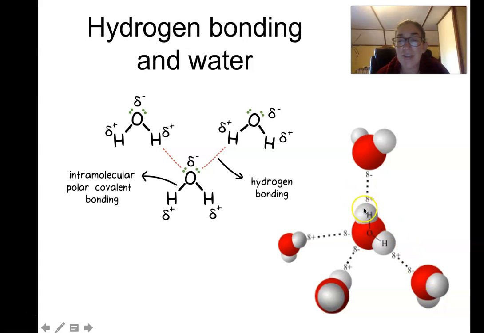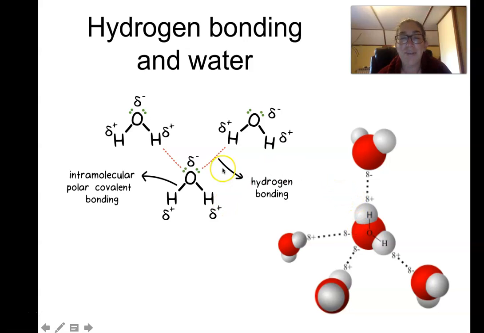Notice that the hydrogens are attracted to the oxygens of the other water molecule. The oxygen is attracted to the hydrogens on the other water molecules. Okay, so water has a lot of unique properties because of its small size and the multitude of hydrogen bonds that it can have. And we'll get to that coming up.